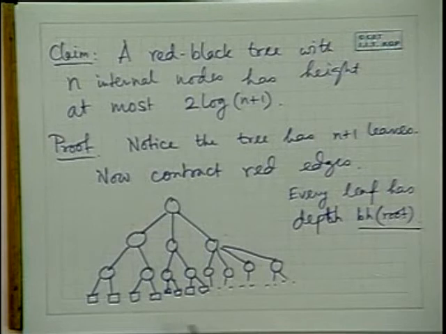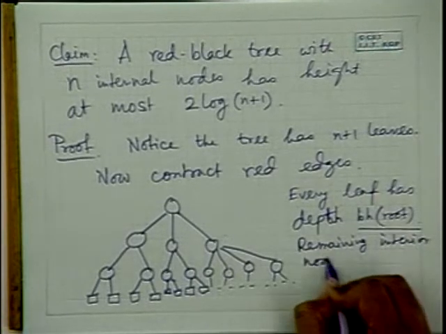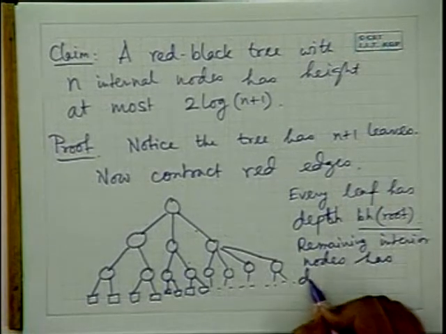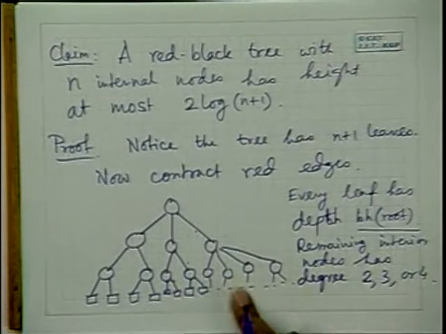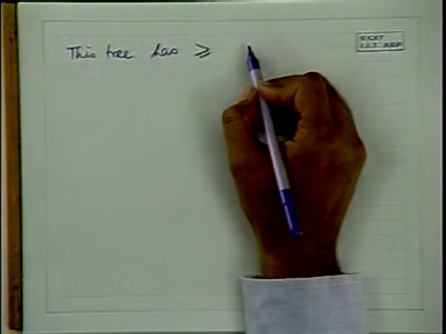Every remaining interior node has degree what? 2, 3 or 4. It cannot be more than 4 and it has to be at least 2. Everyone has that degree, every internal node. So either here it is 3, here it is 4, actually here it is 2. Okay, if this is true, then this tree has to have at least how many nodes? It has a height of BH of root and every node has at least 2 children. So this contracted tree has greater than or equal to how many total number of nodes?